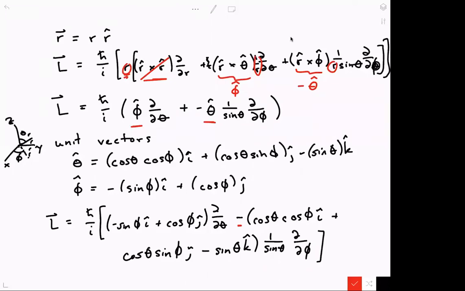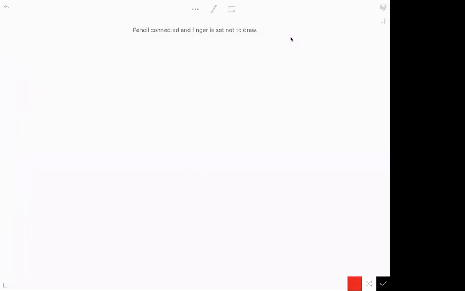So when you take that a step further, we've got things like 1 over sine and cosine here, that'll give us a cotangent. So we can take that just 1 step further in simplification. And we'll say that, for instance, our x component of our angular momentum looks like negative sine phi.